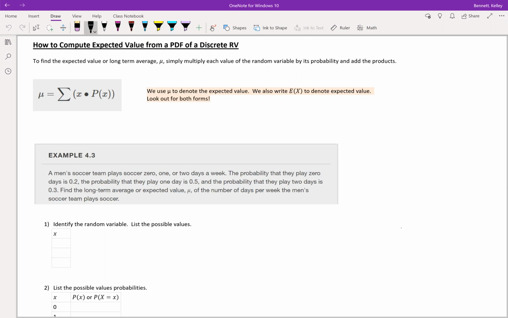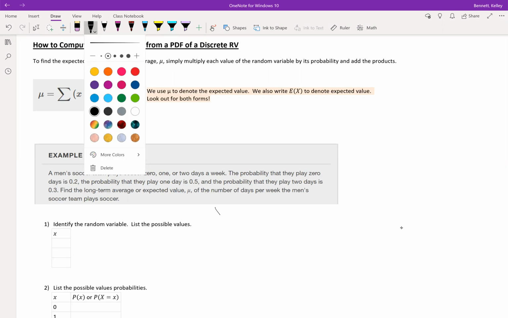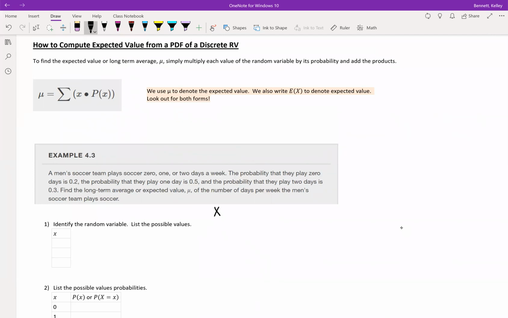Actually, let's do this first. x is a random variable that represents the number of days per week that they play. A men's soccer team plays soccer 0, 1, or 2 days per week. So x is just going to represent the number of days per week that soccer is played by these men. All right, so that's identifying the random variable. And now we're going to list all the possible values for that random variable. So they could play 0 times, 1 time, or 2 times a week. That's what the problem tells us.